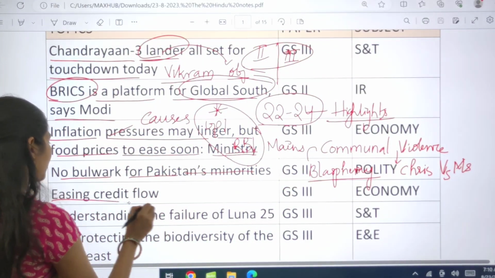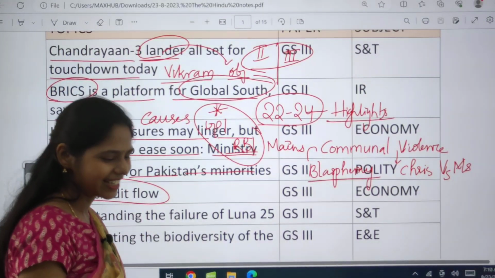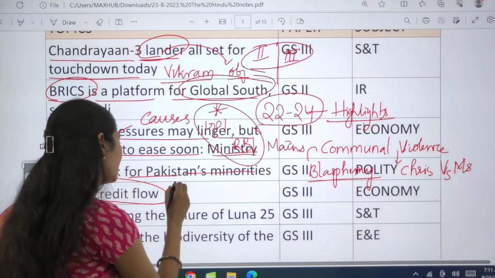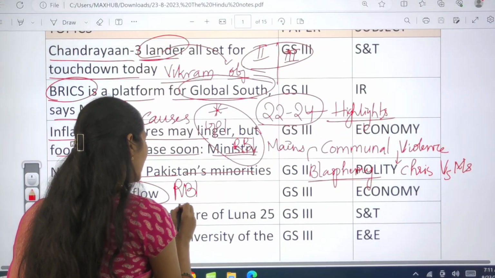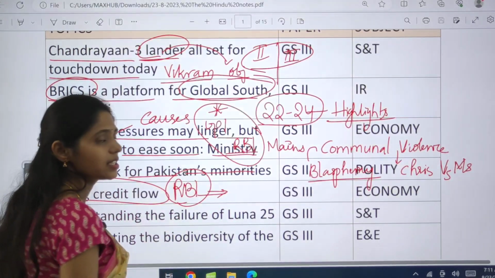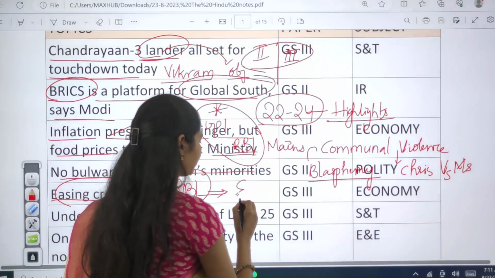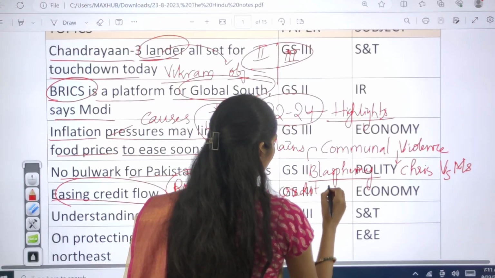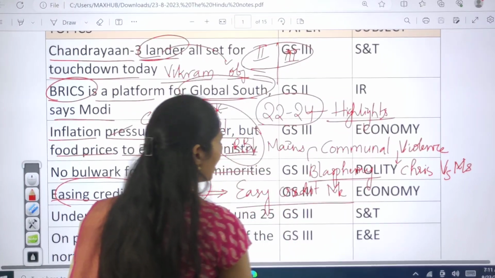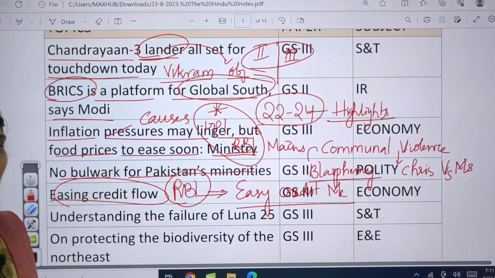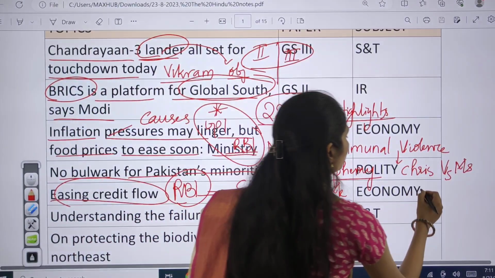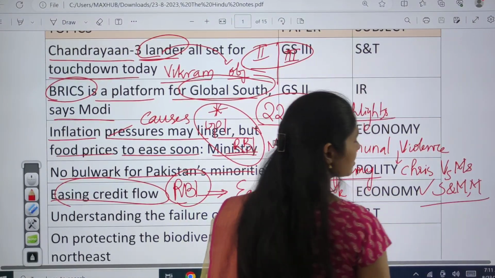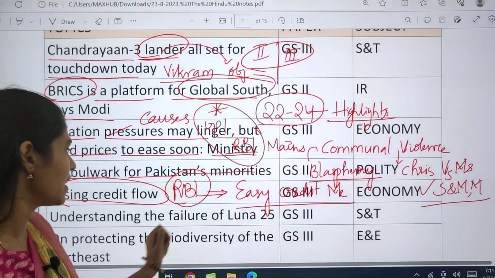And next one is easing credit flow. So what is this article about? Already in our yesterday's lecture, we studied about RBI's pilot project, and RBI wants to come up with frictionless credit, that is an easy credit mechanism. It is focusing on easy credit mechanism. So here we have to see what are the benefits and what are the outcomes, how it is going to be helpful for small, medium and micro enterprises. So this is the idea of this article.